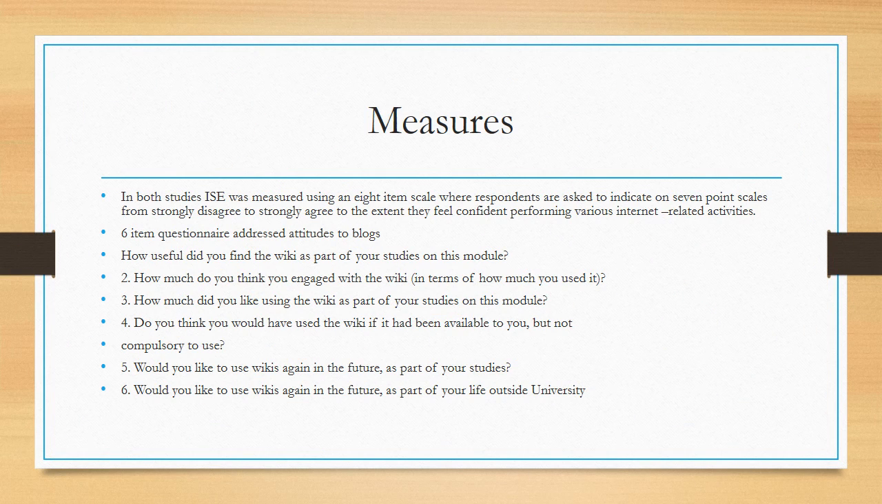In both studies, ISE was measured using an 8-item scale where respondents are asked to indicate on 7-point scales from strongly disagree to strongly agree the extent to which they feel confident performing various internet-related activities. A 6-item questionnaire addressed attitudes to blogs.